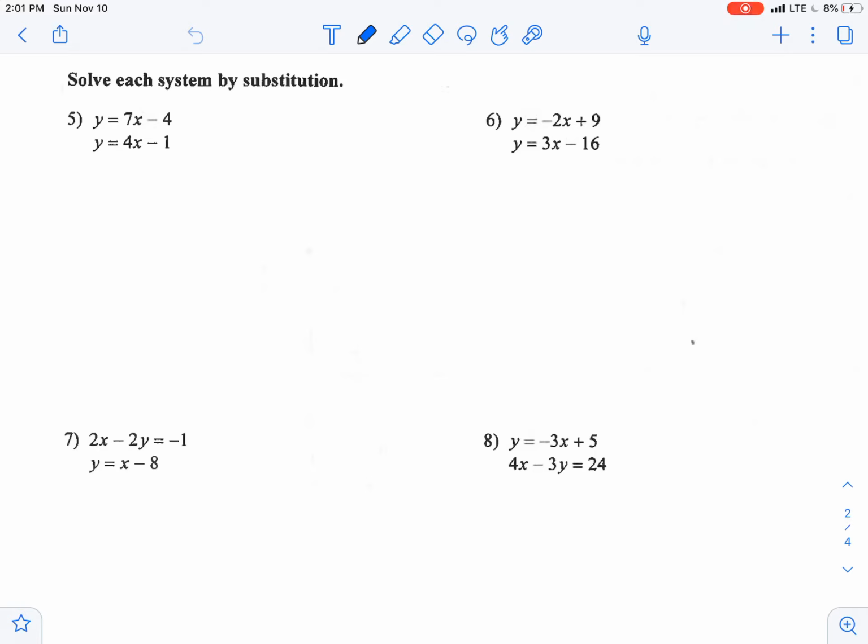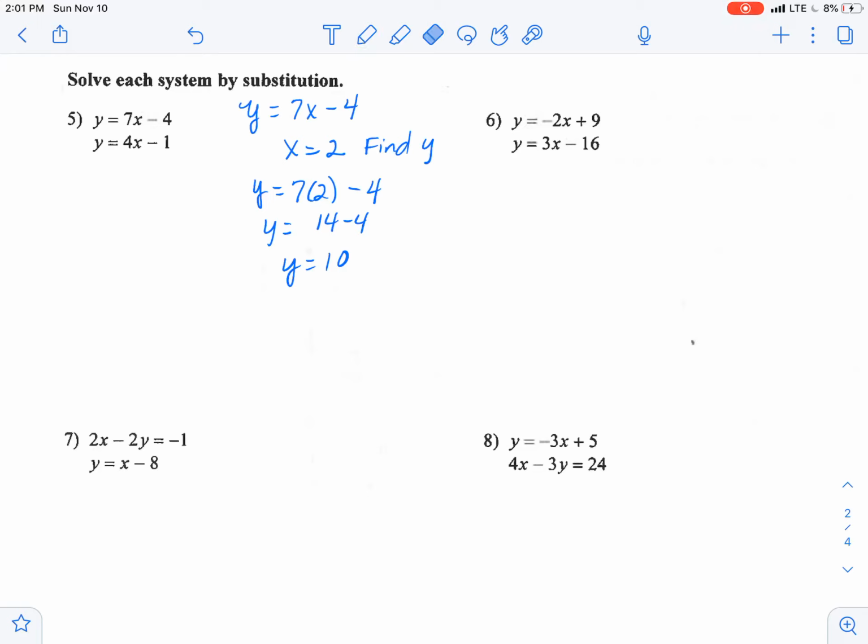I want you to think about if you had the equation y equals 7x minus 4, and I told you that x was equal to 2, and I said find the y, then hopefully you would remember that you would put the 2 for the x, and then you would just simplify. So in this case, y would equal 10. Okay, that's called a substitution.